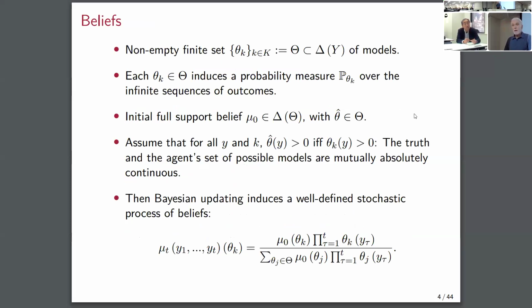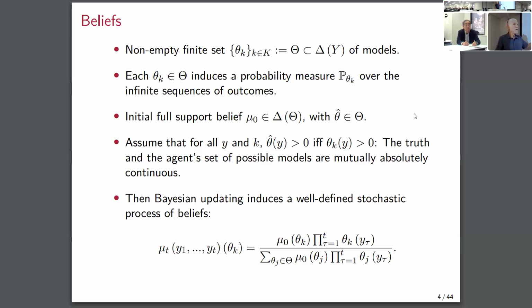The agent has a set of models they think are possible. The set theta k, it's a set of models, small theta, indexed by k. I'll call the collection of these models capital Theta. Each of these theta k's corresponds to some probability measure over these sequences of outcomes. And there's an initial full support belief mu naught. The agent doesn't know what the truth theta is, but importantly you have full support, so every element of capital Theta has positive probability, and the true model theta bar is in the set capital Theta. So the agent doesn't know the true model, but they think it is possible.